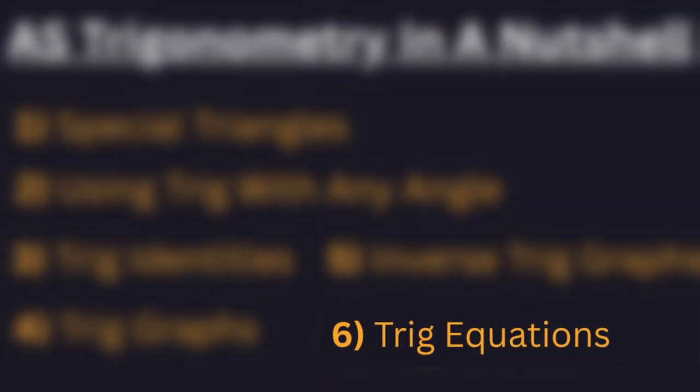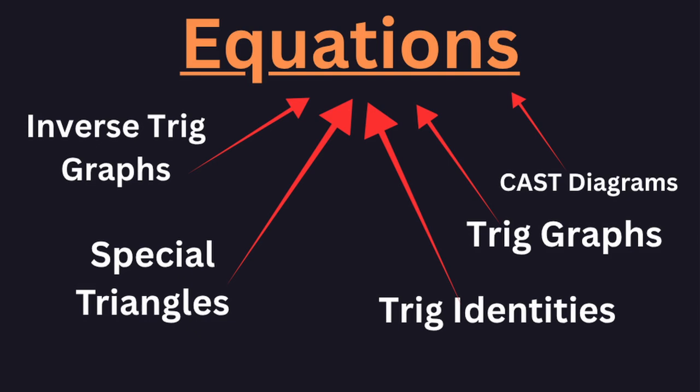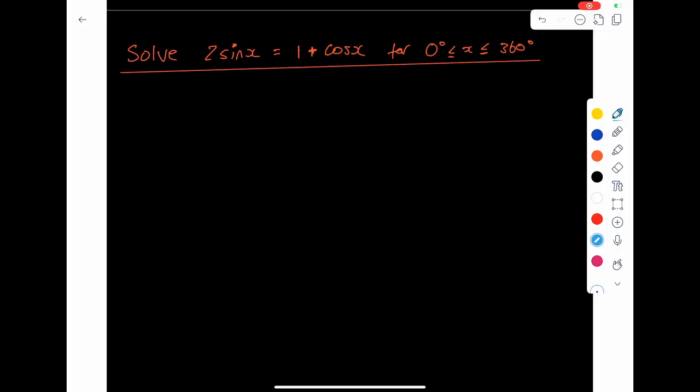Okay guys, now for the last, and arguably the most important section, we have trigonometric equations. This is so important because for the equations, everything basically ties in together. Let's say for instance, we're given a question like this. 2 sine x is equal to 1 plus cosine x, and we're told to solve for x such that x has to lie between 0 and 360 degrees. How do we proceed from here?